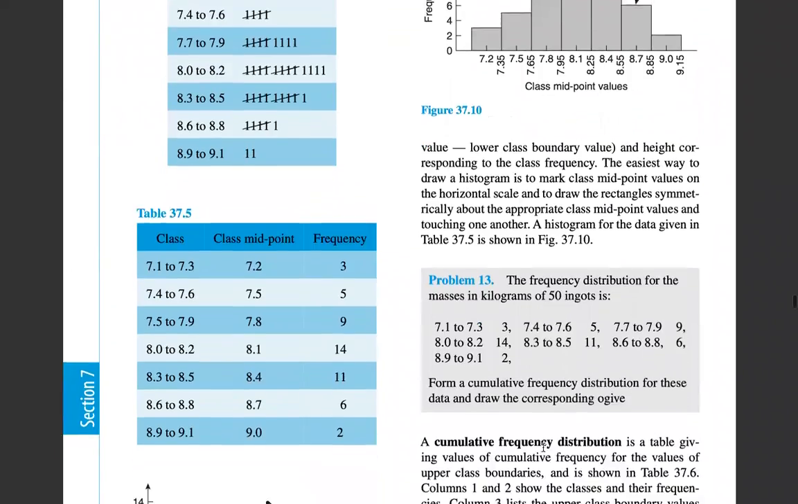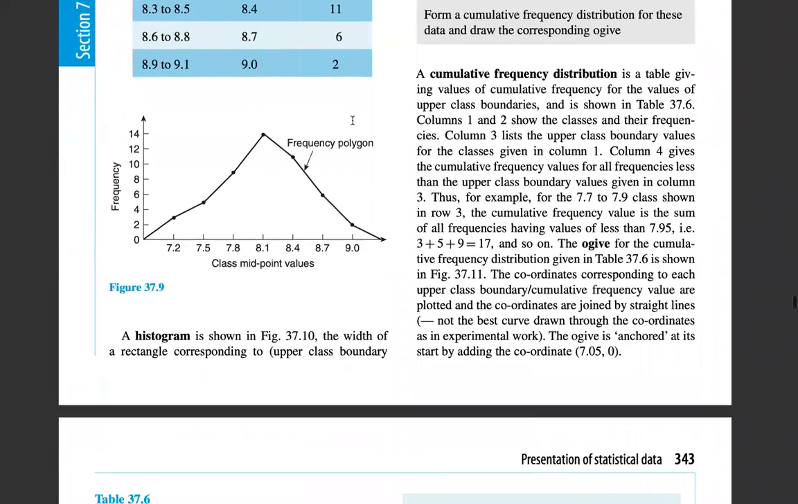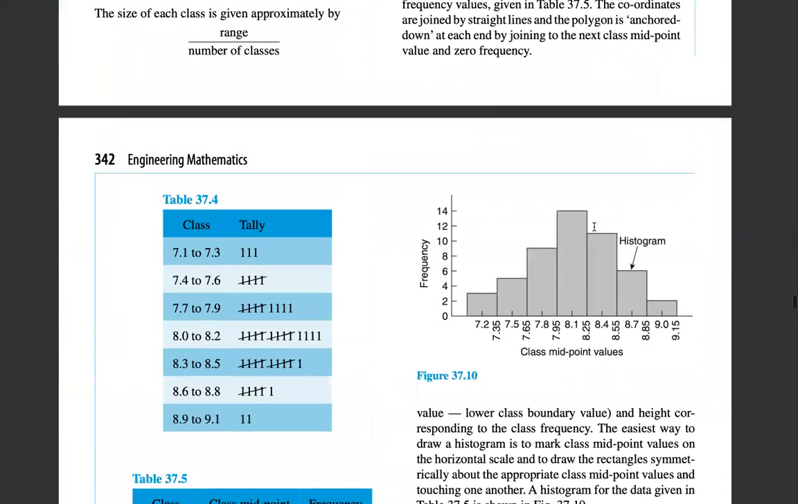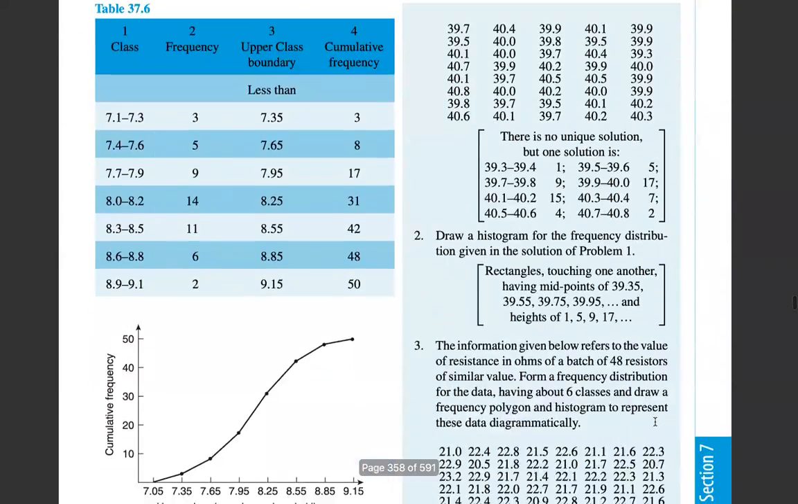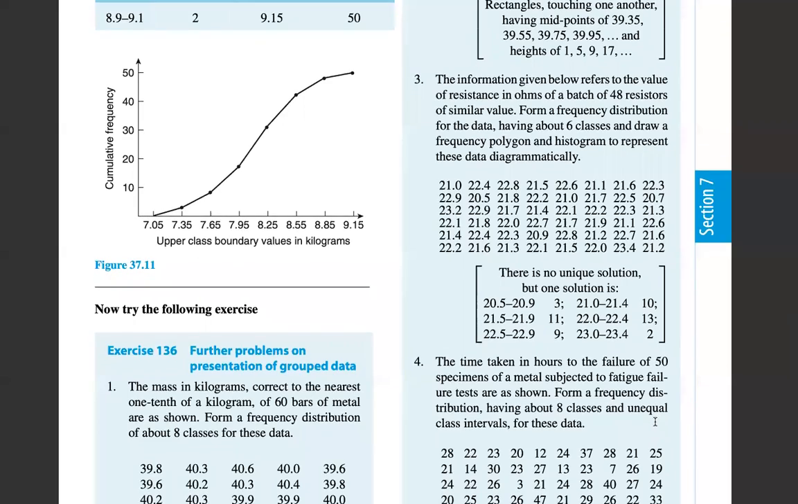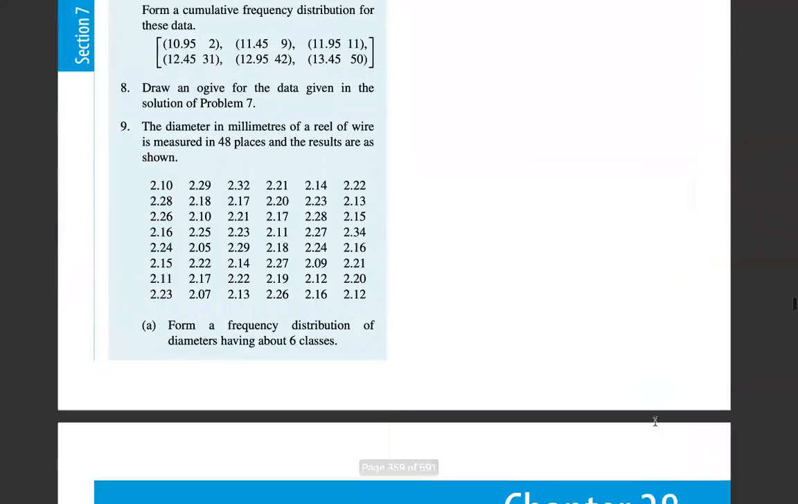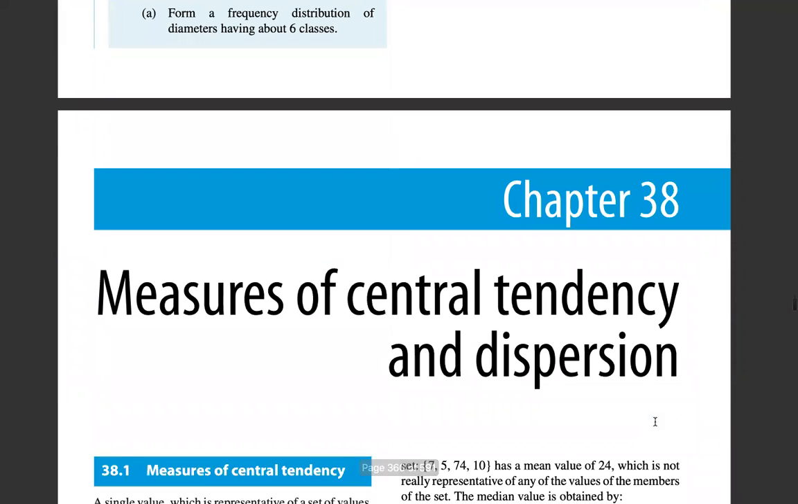That's getting a little bit too complicated. You don't need to go through all of that. This is a frequency polygon here. You're joining the midpoints of each bar to each other and you get a polygon. Excel loves to do these things for you all in 2 clicks, right? So a nice easy chapter focusing on how to present data.